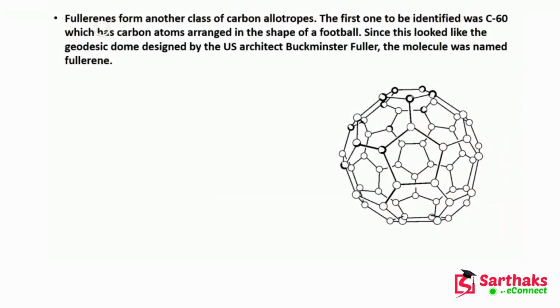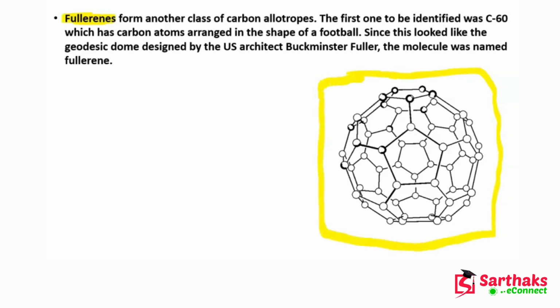Students, here we will talk about fullerene. This is another allotrope of carbon. Fullerene forms another class of carbon allotrope. The first one to be identified was C60, which has carbon atoms arranged in the shape of a football. So this is the shape of the fullerene. Here you can see 60 carbon atoms are arranged, forming a shape like a football.